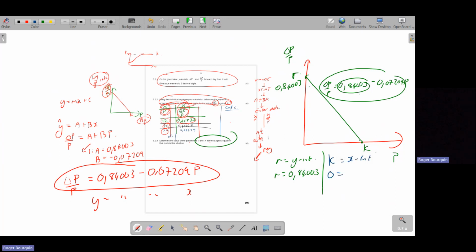So if you solve 0 is equal to 0.84003 minus 0.07209P, the carrying capacity there is K. You end up with K is equal to 11.65252. That's your maximum carrying capacity.